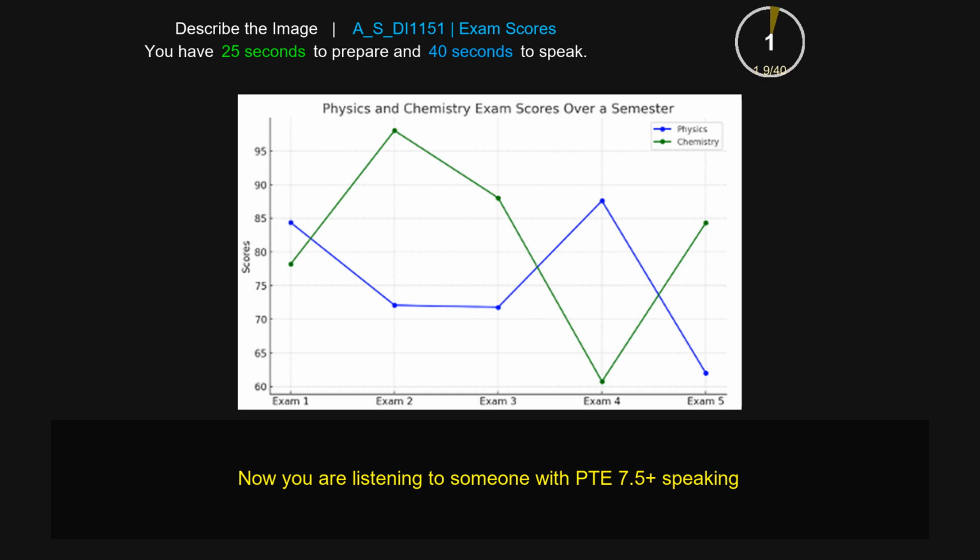The given line graph depicts information about physics and chemistry exam scores over a semester. It is clearly evident that the green color is shown by chemistry and the blue color by physics. It is clearly evident that exam 2 contributes above 95% for chemistry. However, in exam 2, physics is very low. Moreover, it is clearly evident that in exam 4, physics is very high. However, chemistry is very low. To conclude, the image is very interesting and provides brief information about physics and chemistry.